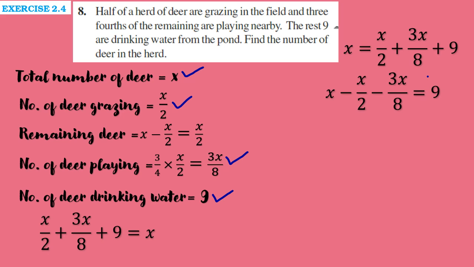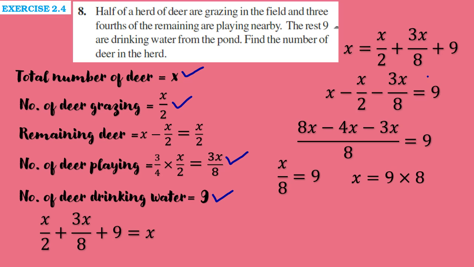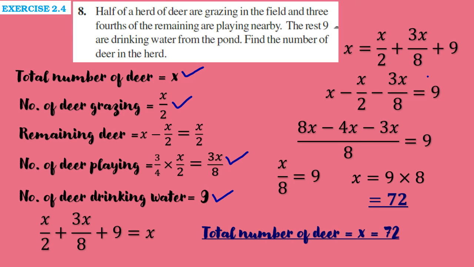What is the LCM? 8 is the LCM. So 8x minus 4x minus 3x whole divided by 8 equal to 9. And 8 minus 4, 4, 4 minus 3, 1. So 1x, x by 8 equal to 9. So x equal to 9 into 8, 72. So the total number of deer is 72.